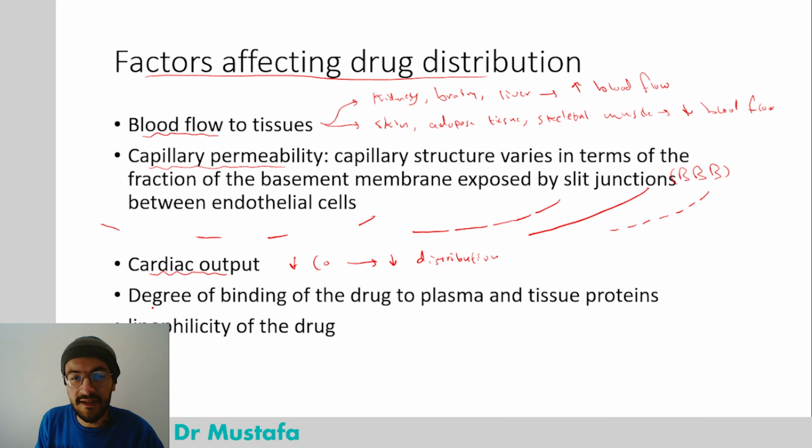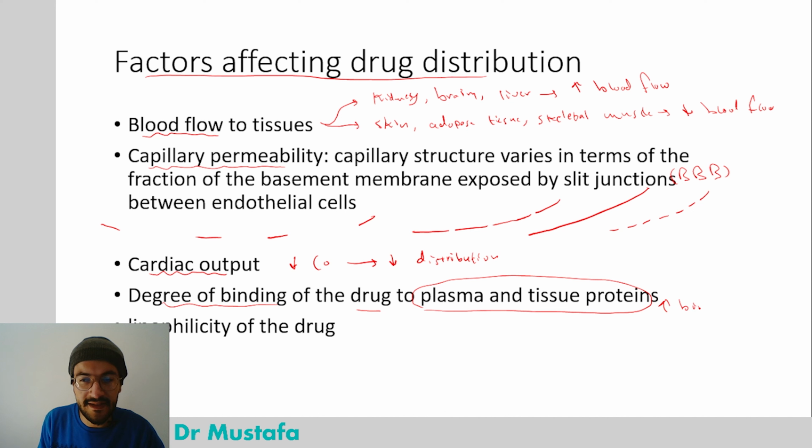And we also have the degree of binding of the drug to plasma and tissue proteins. The higher the binding of the drug to plasma and tissue proteins, the lower the distribution, because the drug is bound to the proteins, so it can't distribute as much to the tissues.